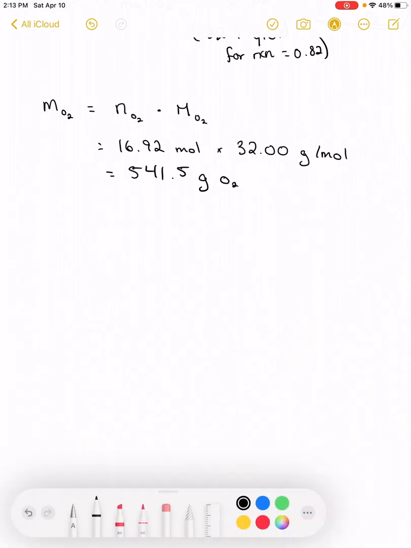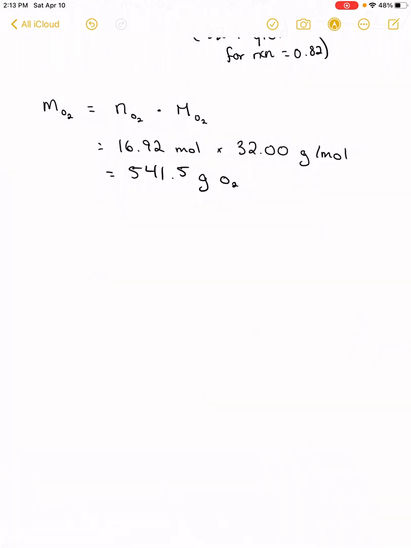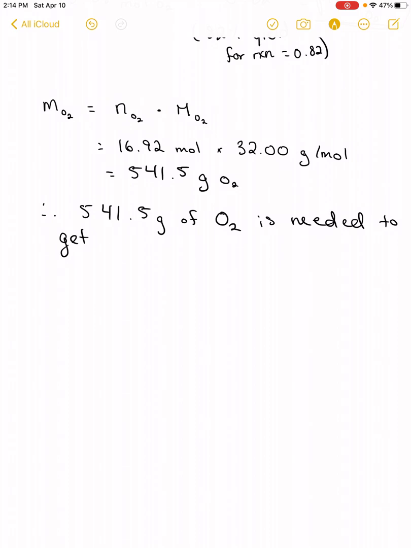And then we're just going to write our final statement to say what we found in this question. So 541.5 grams of O2 is needed to get a final yield of 500 grams of water. And there you go.